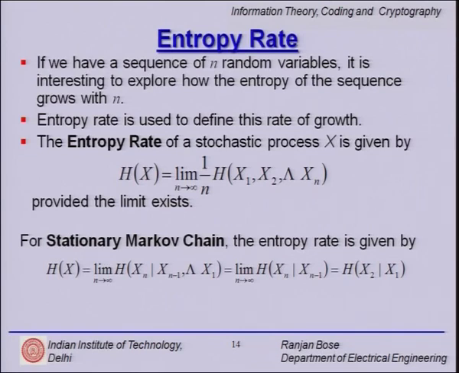So, this thing has an equivalent definition for stationary Markov chain. So, we know stationarity, we know Markov chain. So, for stationary Markov chain, the entropy rate is given by H(X), again limit n tends to infinity H(Xn given Xn-1, ..., X1), and that can be simplified as n tends to infinity, limit H(Xn given Xn-1) is simply equal to H(X2 given X1) using the properties of the Markov chain.